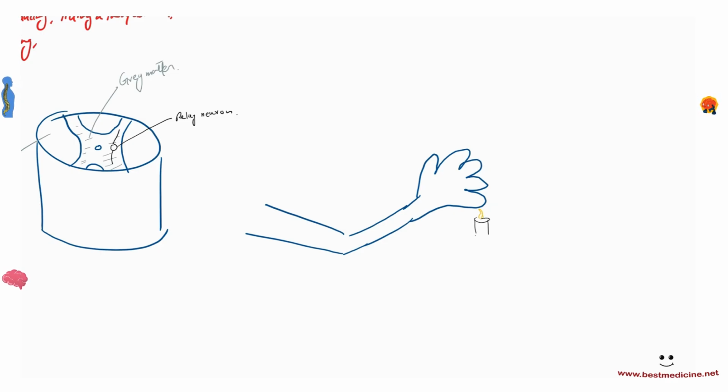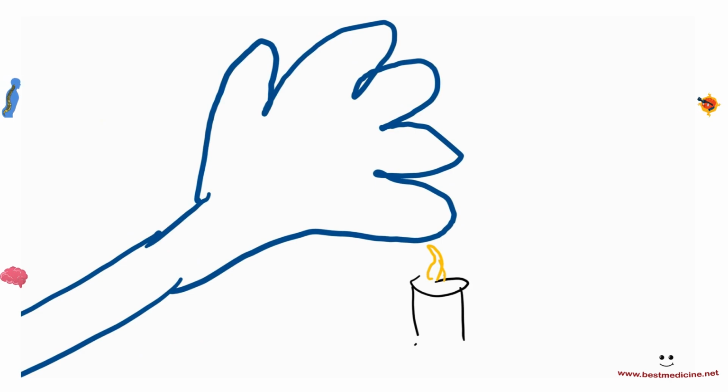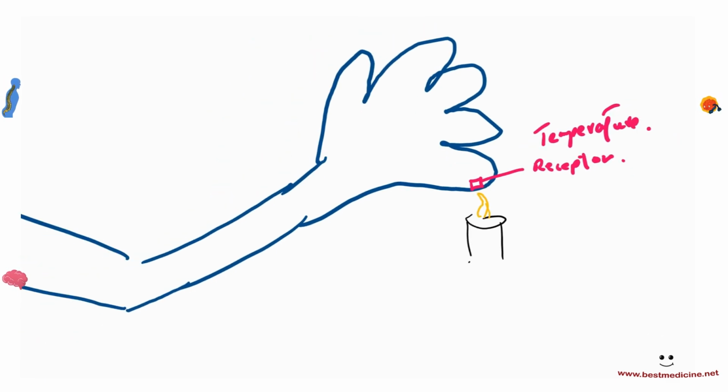As soon as my finger receives the sensation of this fire, it will have a receptor here, right? A temperature receptor. This receptor is connected to a sensory neuron. This receptor will generate an electrical impulse, because remember, this is a temperature receptor. As soon as you give it a temperature, it's going to detect that and generate an electrical impulse.